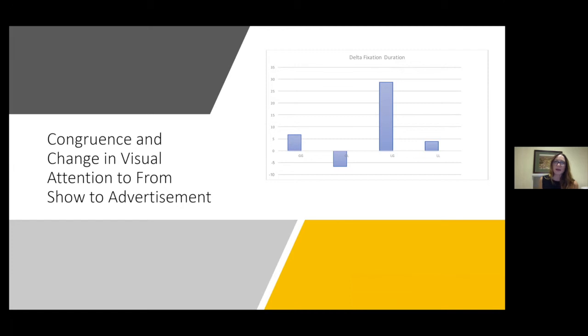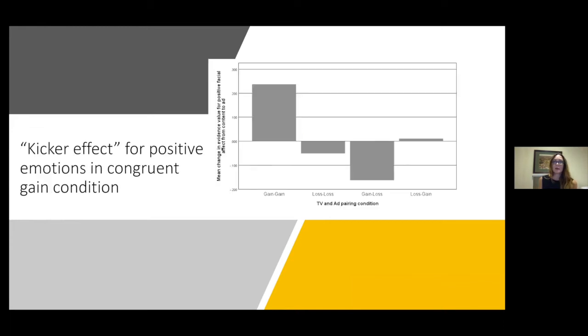Through eye tracking, we found the greatest increase in visual attention to ad following show content came when gain-framed advertisements followed loss-framed broadcast content. Using facial coding, we found an increase in positive emotional affect during gain-framed ads that followed gain-framed content. And this can be thought of as a kicker effect or an emotional amplification of the broadcast content's gain focus.